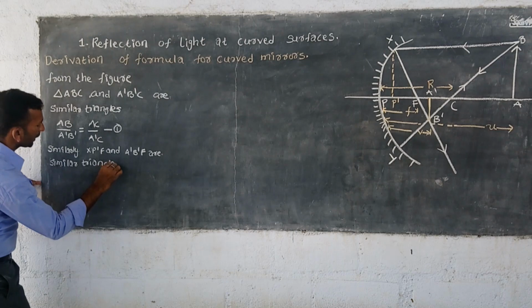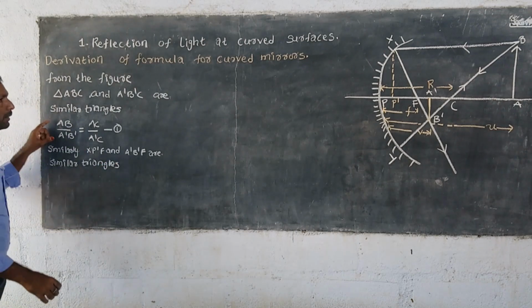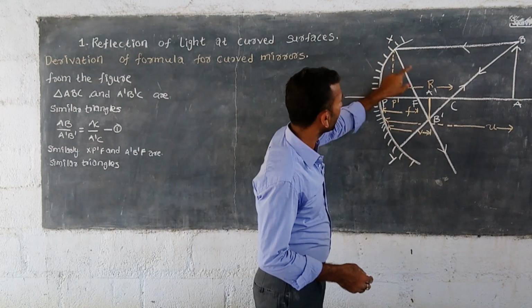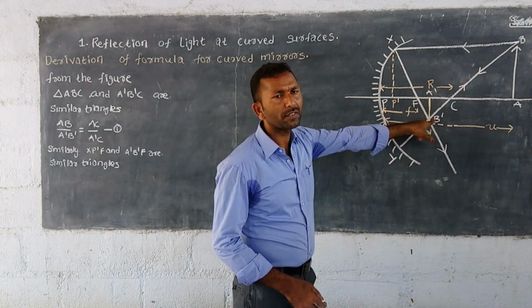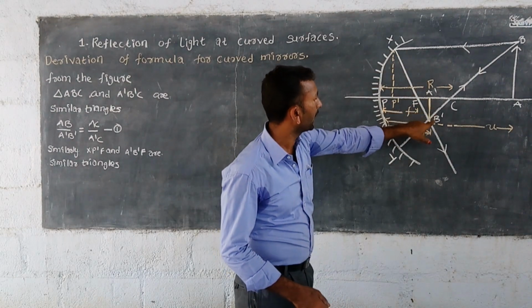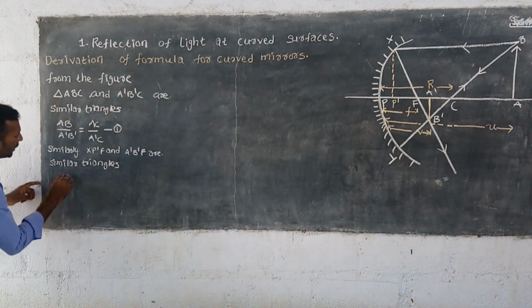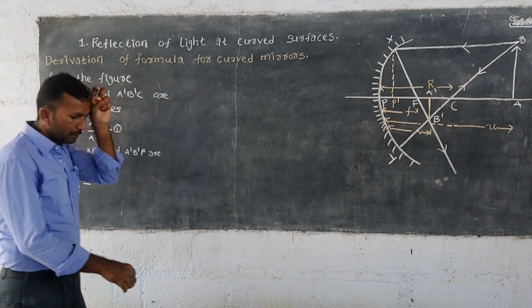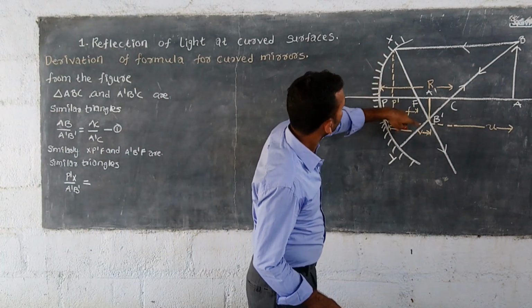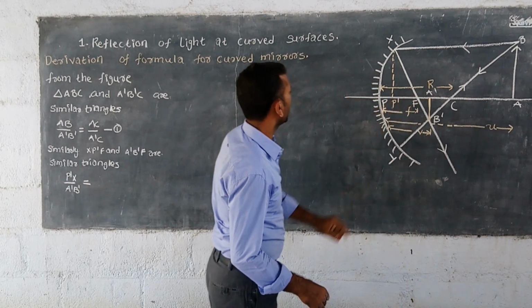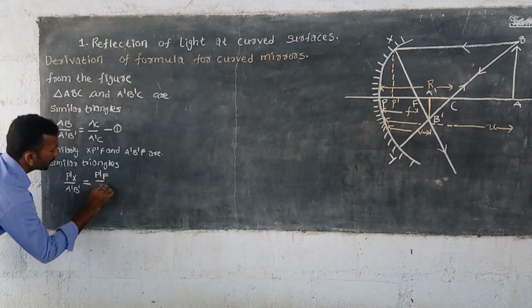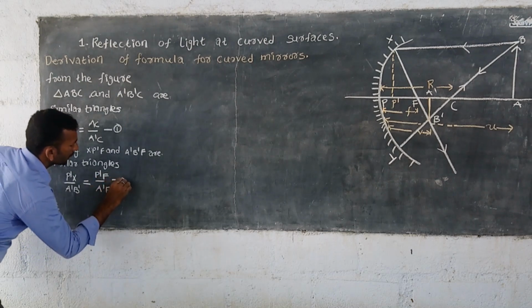Both are similar triangles, and we can write the same as we have written here. From the figure we can write P'X by A'B'. Another one is there, P'F by A'F. Just think this is equation 2.